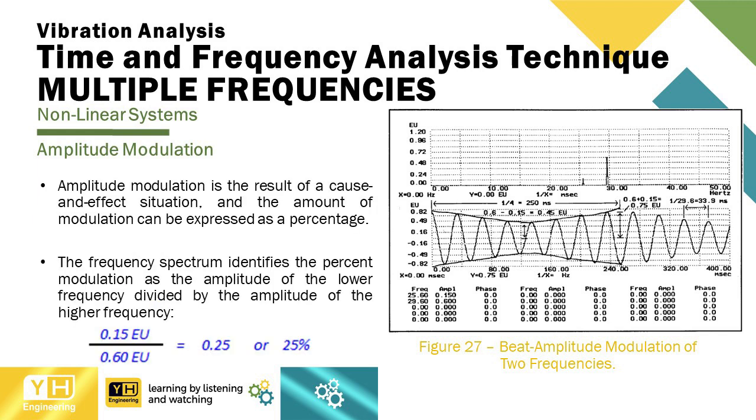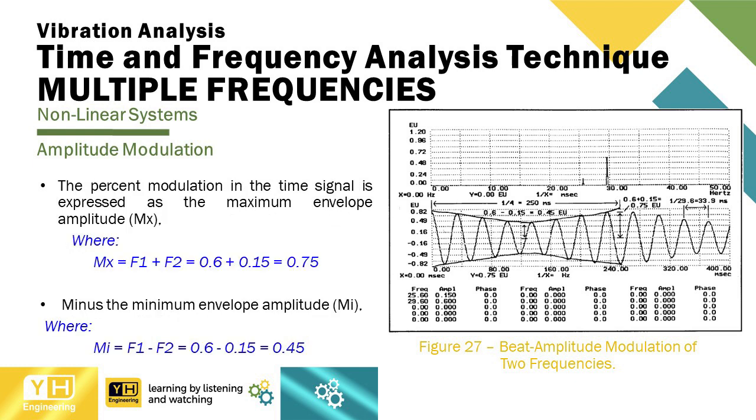Amplitude modulation is the result of a cause and effect situation, and the amount of modulation can be expressed as a percentage. The frequency spectrum identifies the percent modulation as the amplitude of the lower frequency divided by the amplitude of the higher frequency, as shown in the equation. 0.15 engineering units divided by 0.60 engineering units equals 0.25, or 25%.